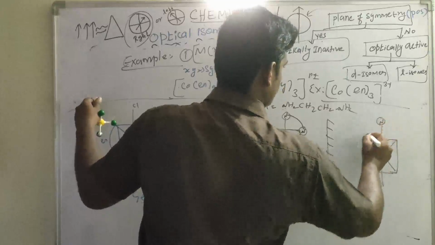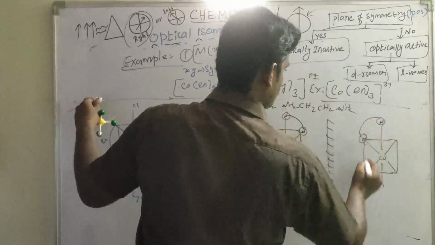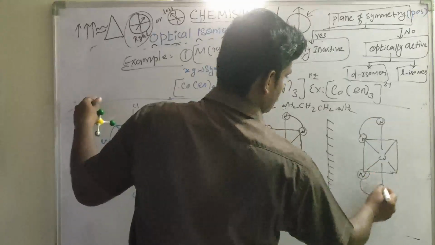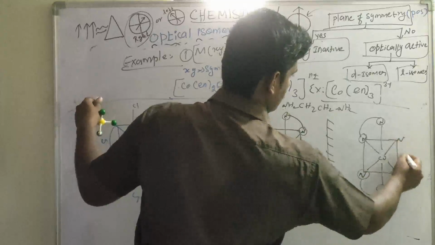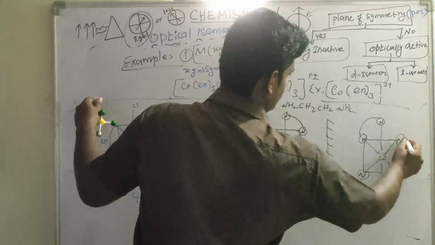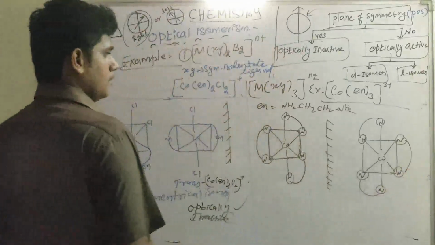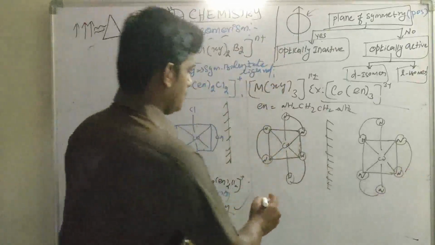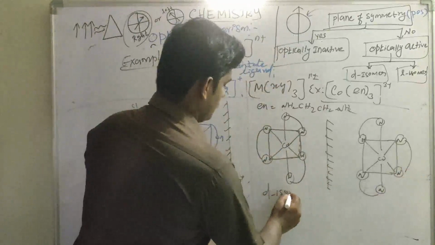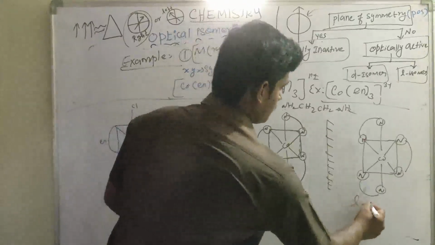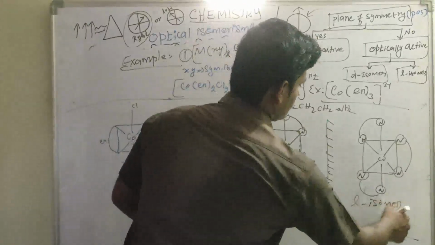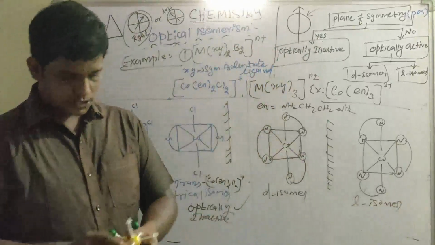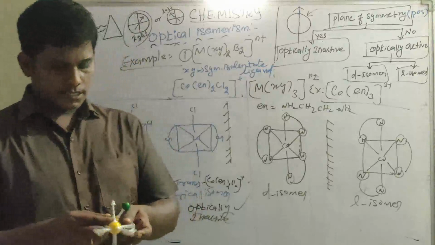So this compound exhibits optical isomerism. It is a D isomer and also an L isomer. So this complex obeys optical isomerism. You see the example.